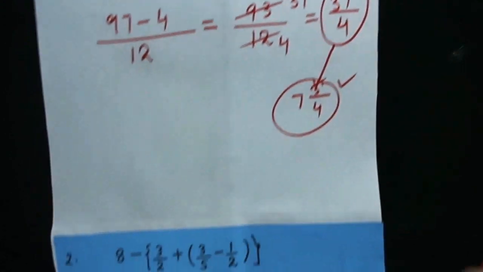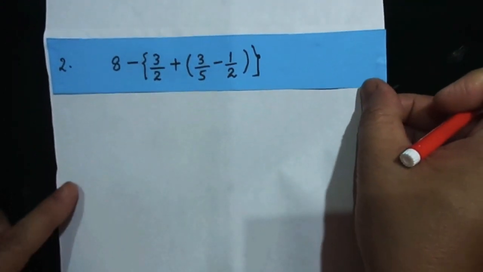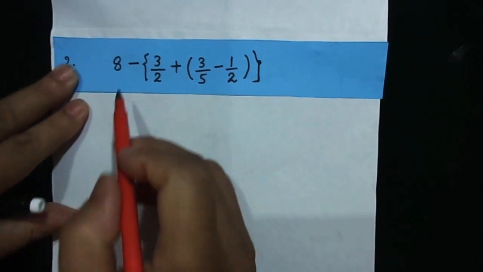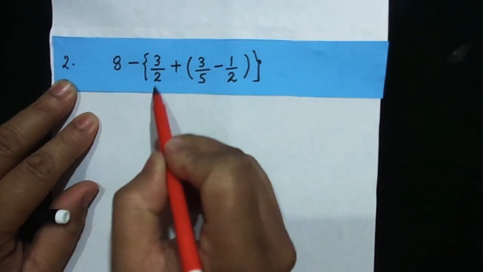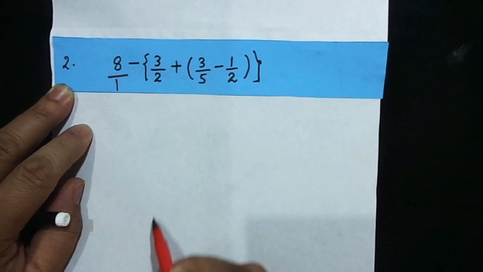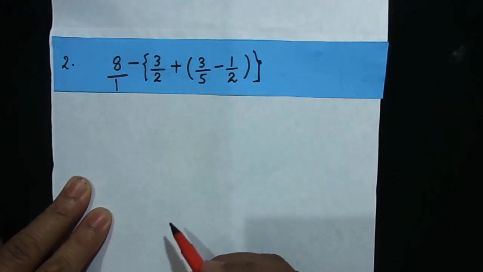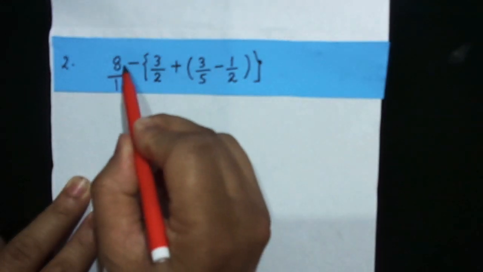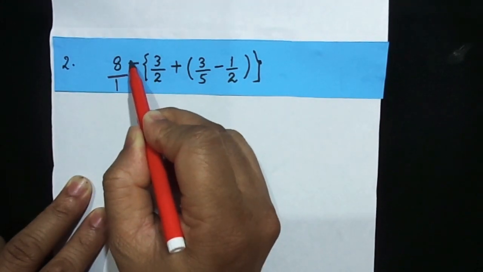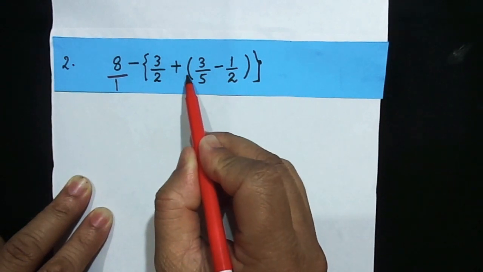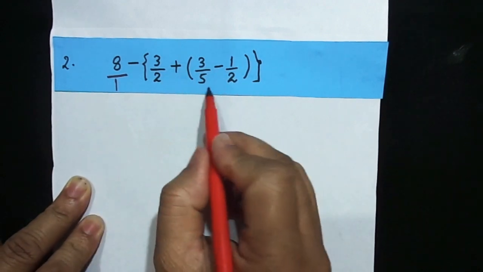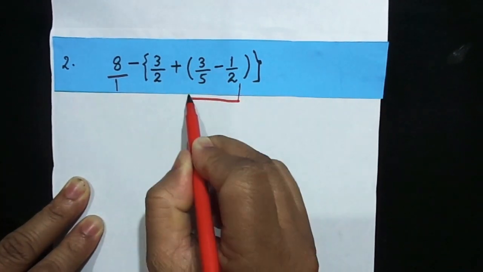Okay, let's come to the other one, and I find that the other one is as simple as the previous one. 8 minus 3 by 2 plus 3 by 5 minus 1 by 2. I'll be keeping 1 over here as the denominator. So as I said, see here we have minus sign over here before the bracket, therefore it is very dangerous. However, let us first solve the sign which is inside these brackets. So we shall be targeting this one first, this portion first.